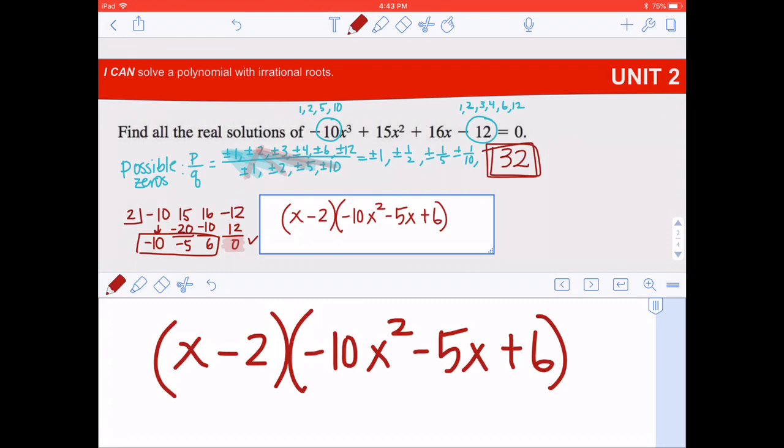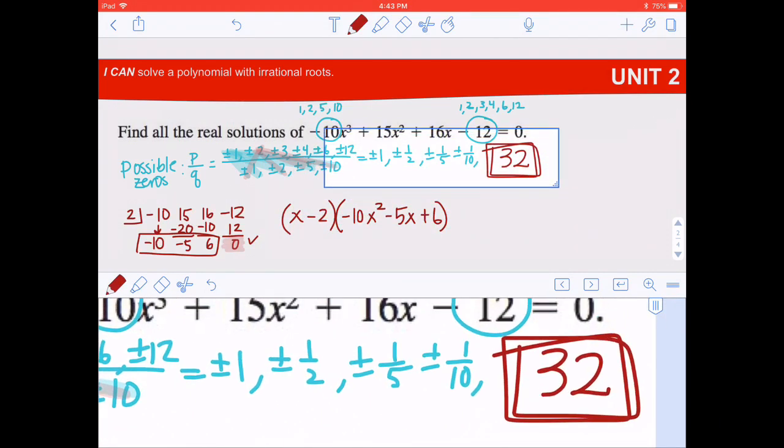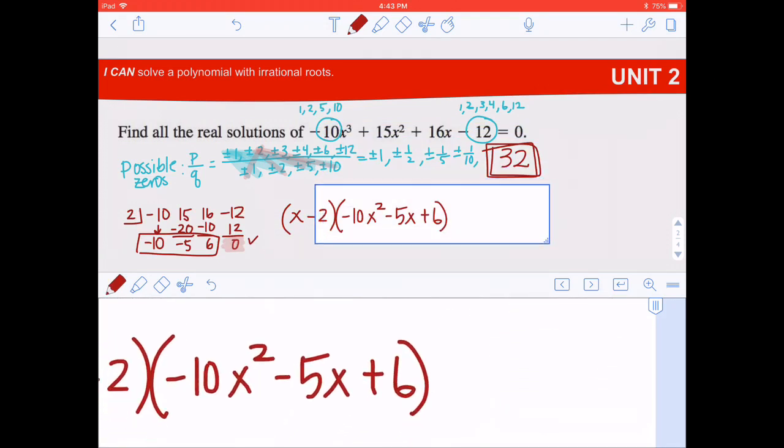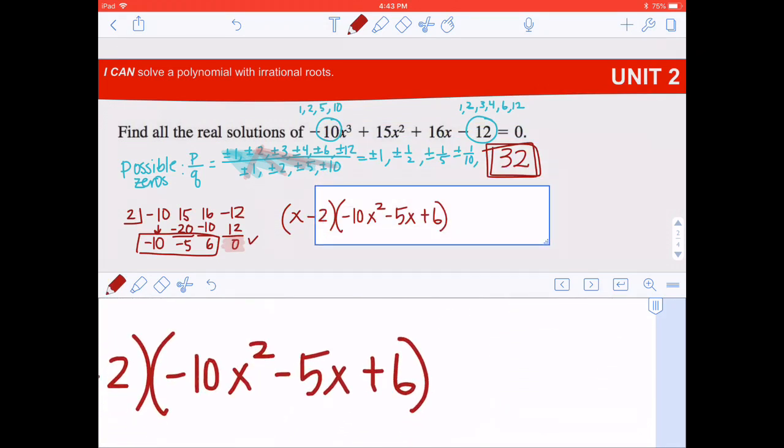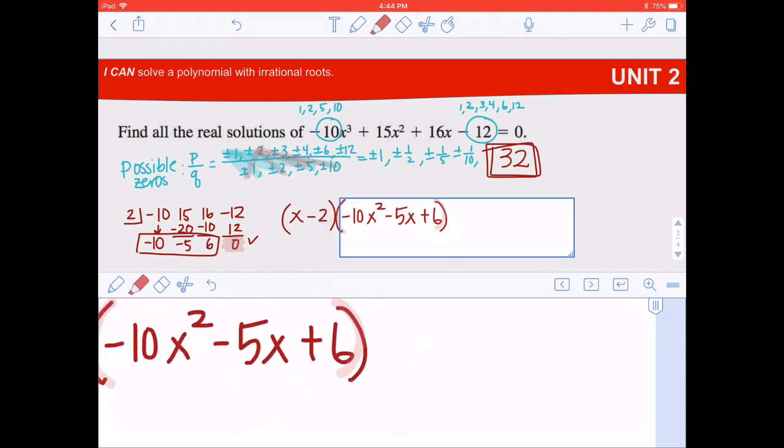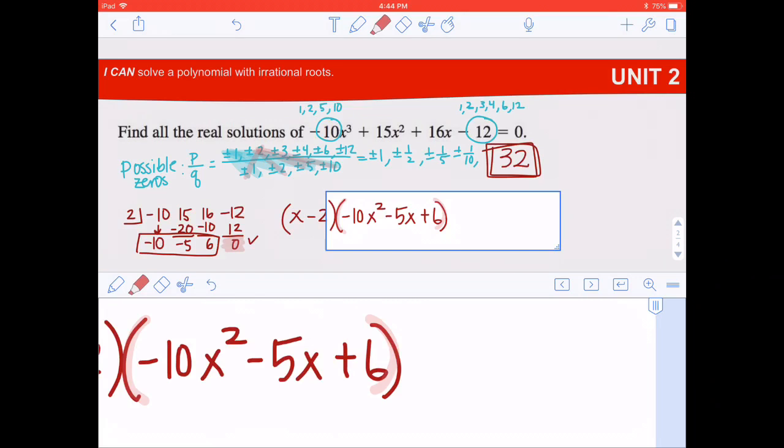Now, we could pick another possible zero and maybe do synthetic division here. But I can already see that what we're left with in these parentheses is a quadratic. So we could do two things. We could try to factor this, which may or may not be factorable. I'm actually not even going to try to factor this just because of how big these coefficients are. It's not the prettiest quadratic. So I'm going to use the quadratic formula to solve for the zeros of this quadratic.